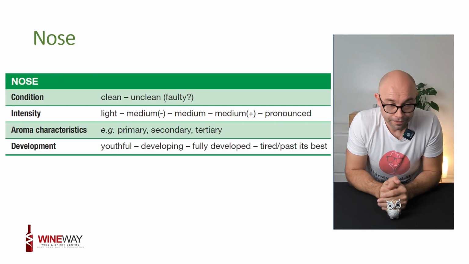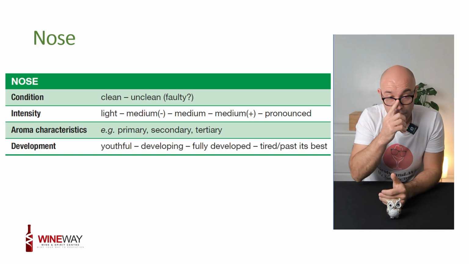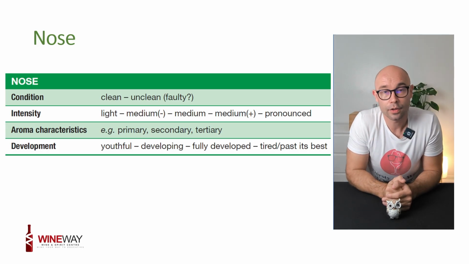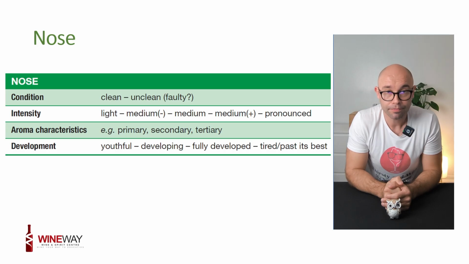On the nose, so the nose is when we smell the wine. Again, all the wines that you're going to be tasting on the course are going to be clean. You're not going to get points for that. You get 1 point for the intensity, 5 points for aroma characteristics, and 1 point for the development. So for the intensity of the wine it's a 5-point scale. It can be light, medium, or pronounced, medium minus, and plus.